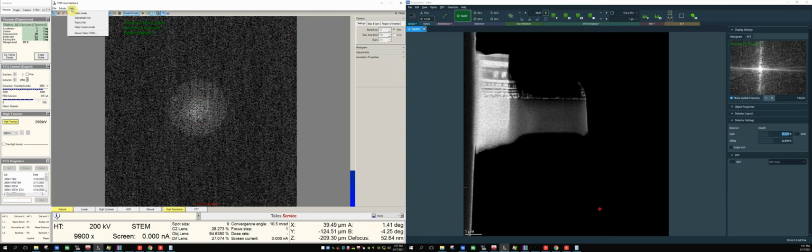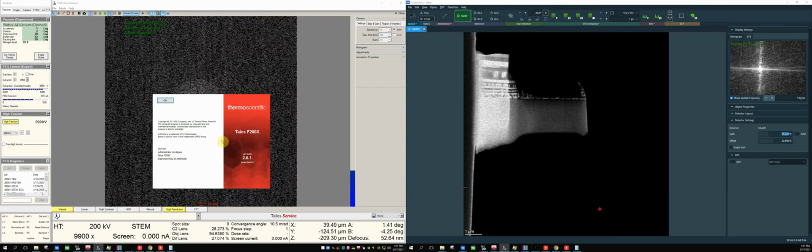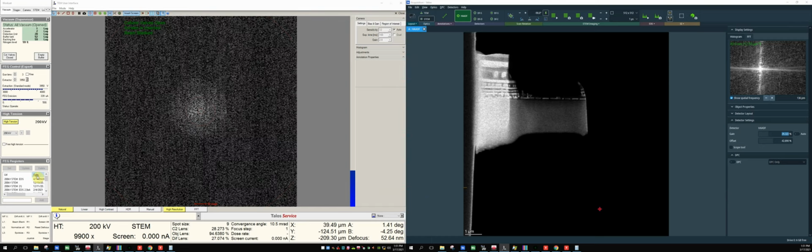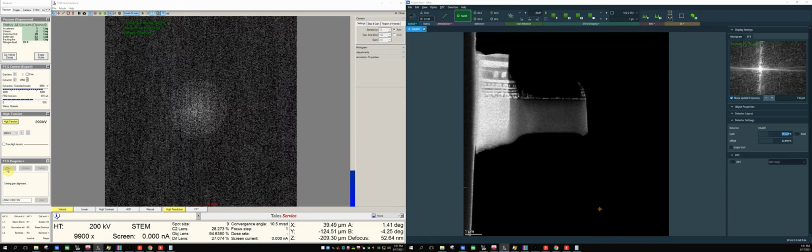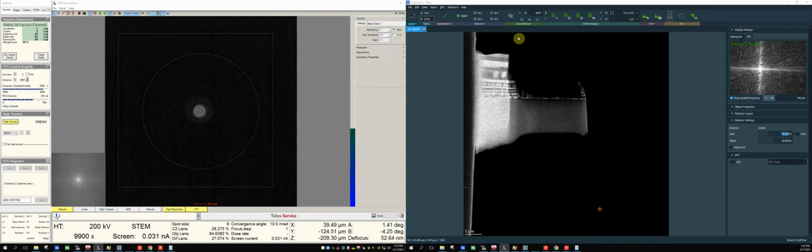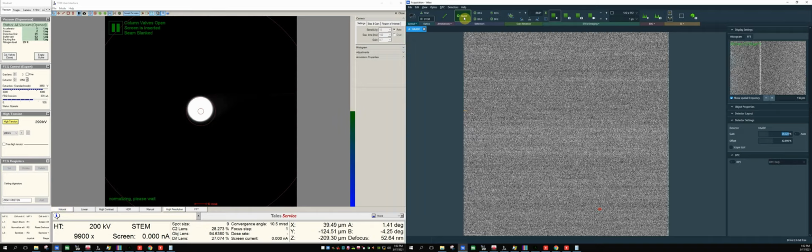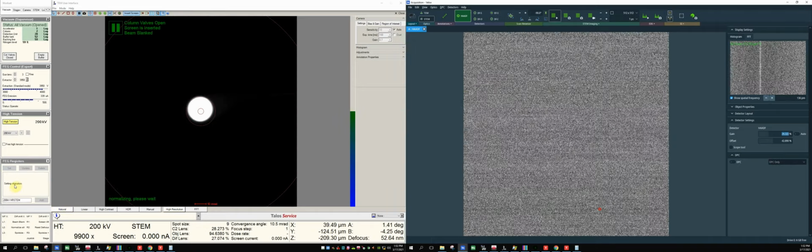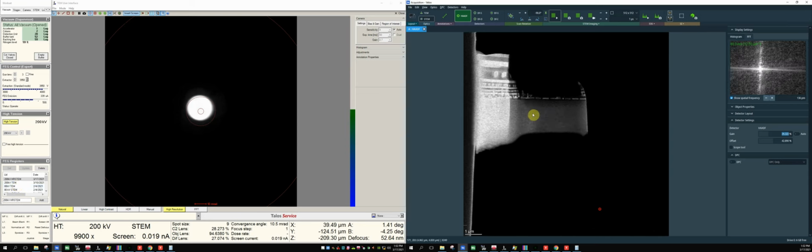Hello everyone, in this short video I'm going to demonstrate how to do STEM imaging on Talos F200X. For this, I'm going to load the same sample holder. You can see the diffraction disk over there. At the same time, I can start searching while setting up the sample we previously loaded. Now is the imaging. Good.